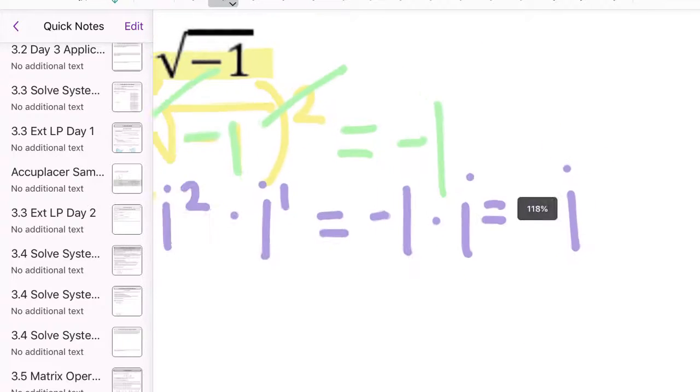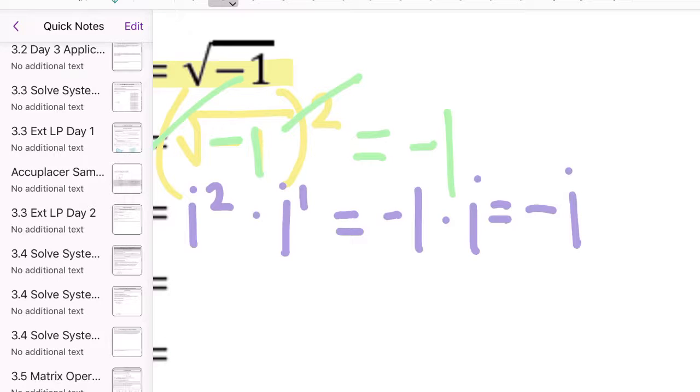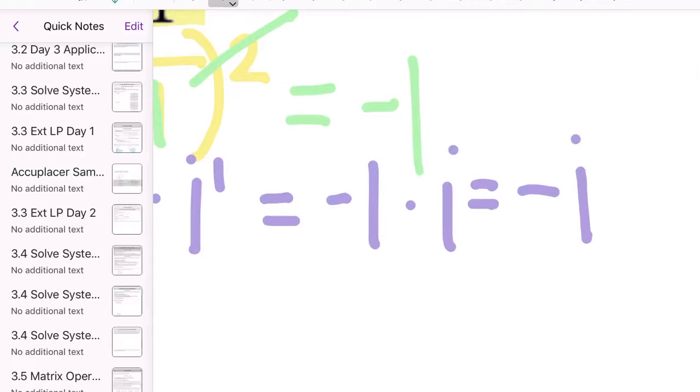Wait a minute. I'm a little lost. How did we know i to the second equals -1? Like, where did that come from? From right up above, where we said if you square root something and then square it, they cancel. Oh, okay. So that's why we broke our i to the third apart into i to the second and i to the first.